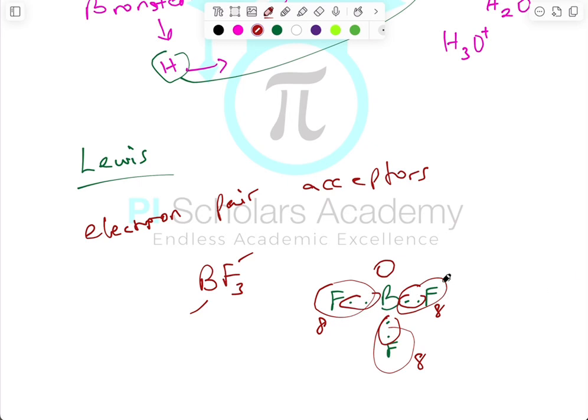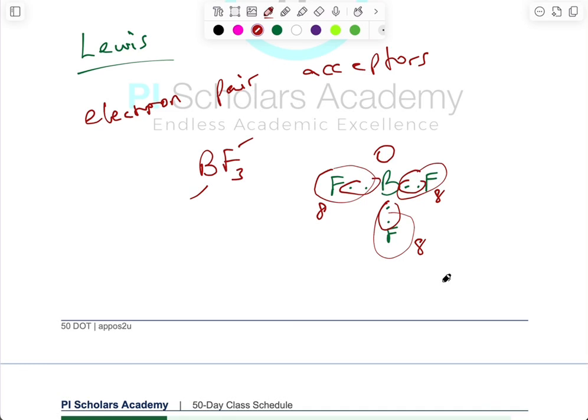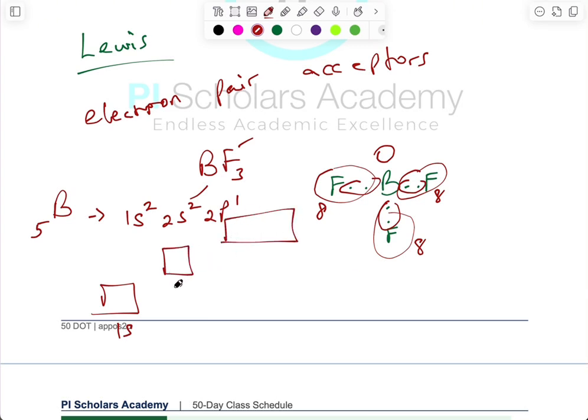What usually happens is that before boron gets ready to form a bond with fluorine, something takes place, which is called hybridization, and what precedes hybridization is excitation. I'm going to show you everything now. Boron's atomic number is 5, so you have 1s2, 2s2, and 2p1. If you draw the energy levels, you have 1s, 2s, and 2p. In 1s you have 2 electrons, in 2s you have 2 electrons, and in 2p you have 1 electron.